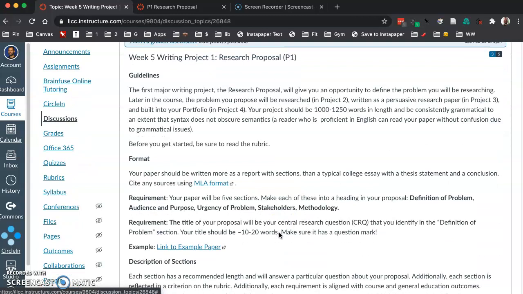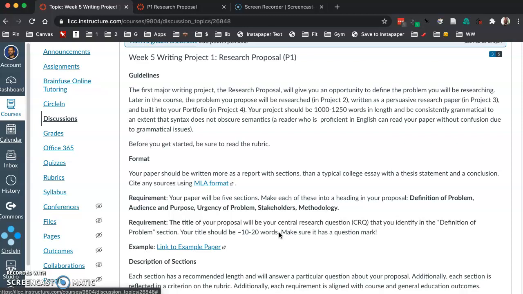Format: there's really only three requirements I have for the format. One is I'd like the title to be your central research question. That helps me understand your purpose. That helps you focus your own writing, because everything that you do should be helping to answer that question.